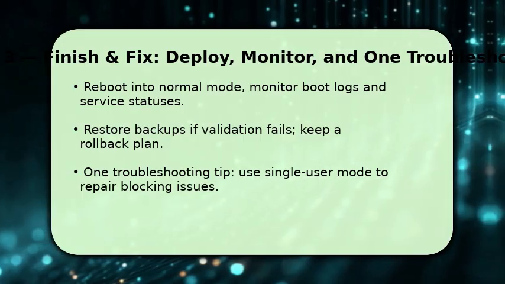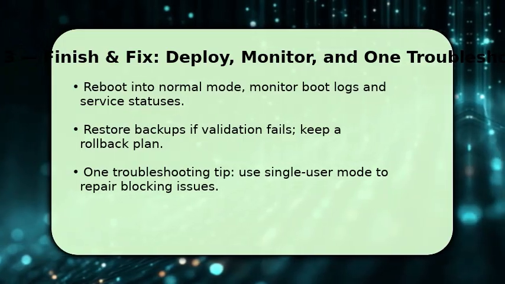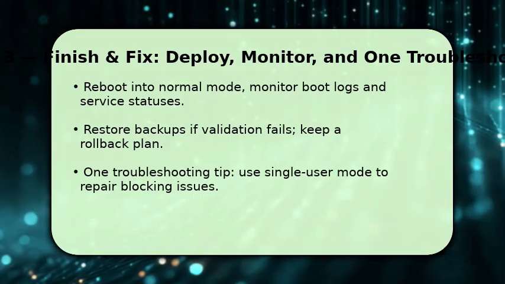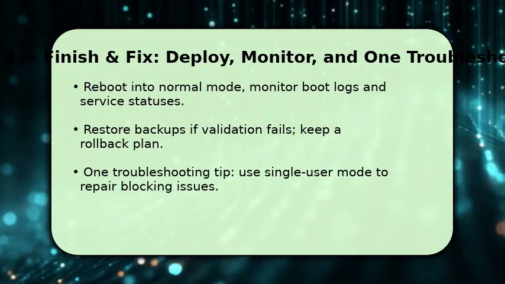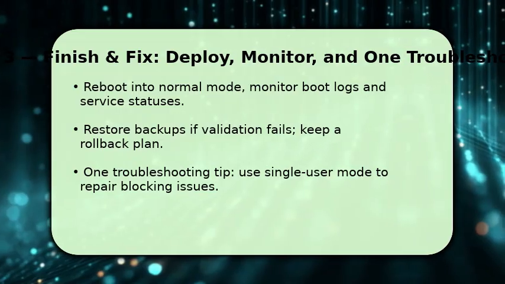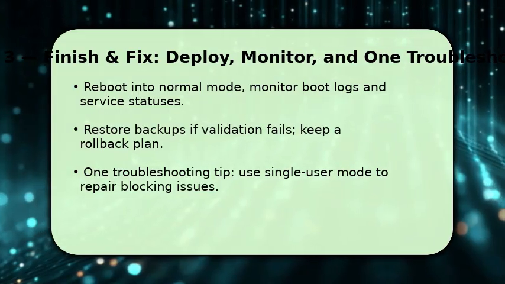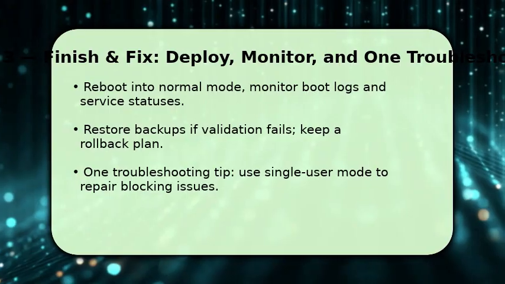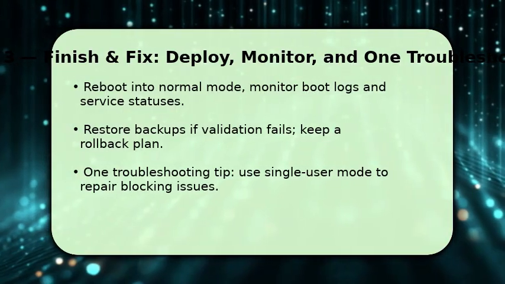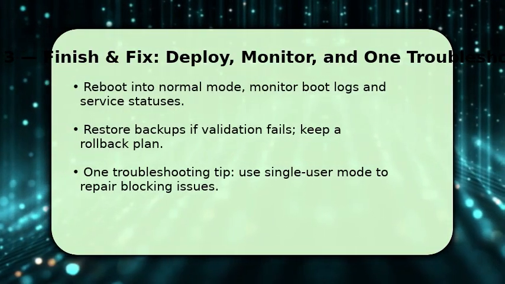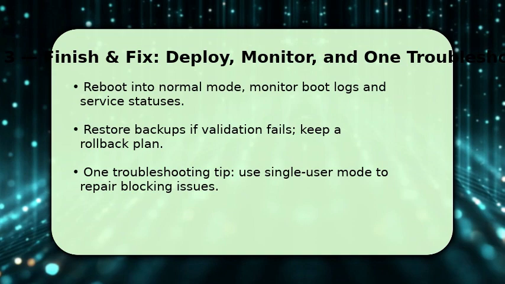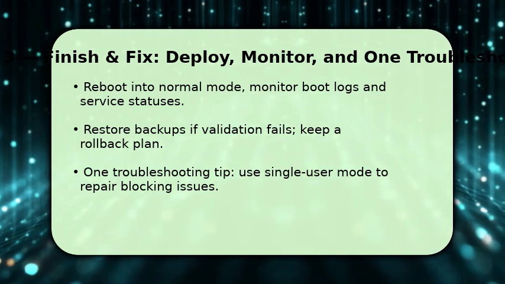If something fails, restore the backup you made because rollbacks are faster than piecemeal fixes. Once stable, document the changes and tighten access. If you encounter blocking problems, drop to single-user mode to repair files or reset credentials. This isolates the system and avoids multi-user conflicts. Finally, run a smoke test to ensure functionality, then exit.